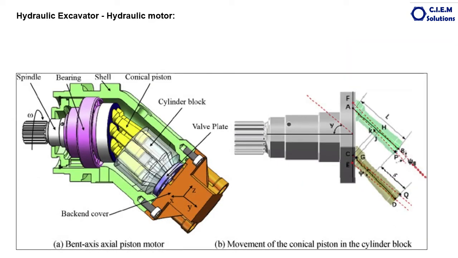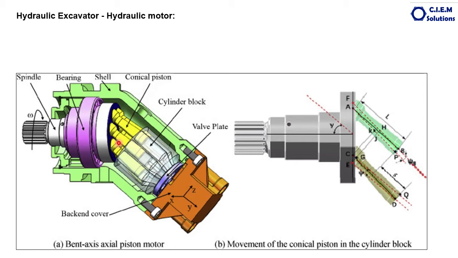Now, for easy understanding of the function of a hydraulic motor, let us discuss in detail the working of a bent axis motor. This is the cut section, an illustration of the bent axis motor, and it looks like this. Various parts I will once again explain. This is the shell or the housing. This is the bearing, and this is also a bearing. This is the oil seal. This is the spindle or the output shaft.